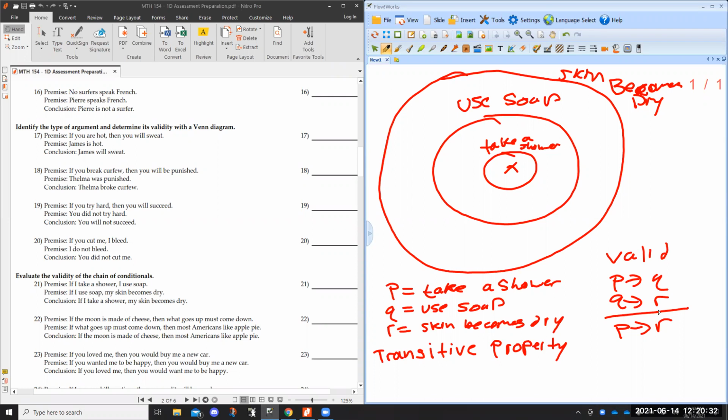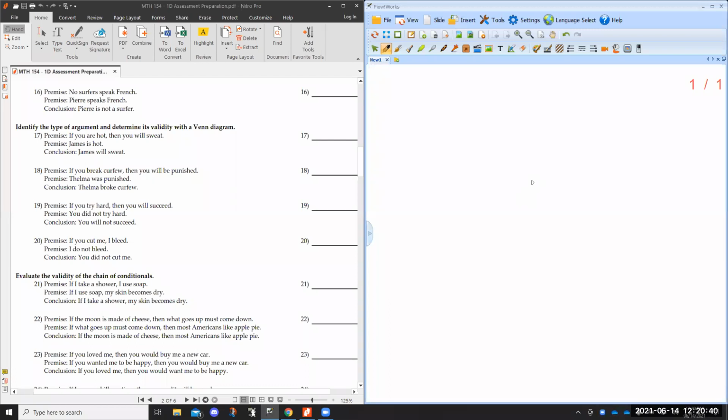Okay. Gotta go back and reprint some pages here. That's okay. If the moon is made of cheese, then what goes up must come down. Now this is just a silly argument because we know the moon is not made of cheese, but let's say P equals the moon is made of cheese. We're not trying to assess the truthfulness of these things. We're just testing the validity of the argument.